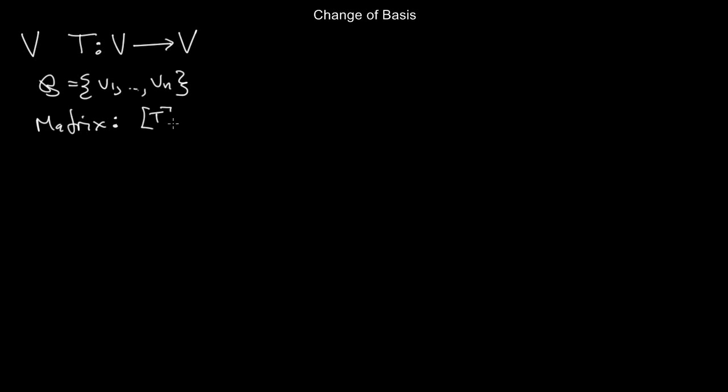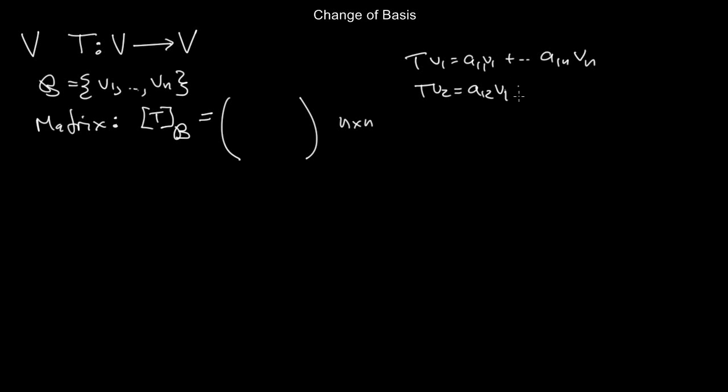And I'm going to use the notation square brackets T sub B to mean the matrix. So this is an n by n matrix. And what is it? Well, you write TV1 as A11V1 plus A12V2 and so on, up to A1NVN. And similarly, you write TV2 as a linear combination of the V's, all the way down to TVN as a linear combination. And then you pull out the coefficients and you get an n by n matrix. And this n by n matrix depends on the basis, which is why I've written it with the subscript B.